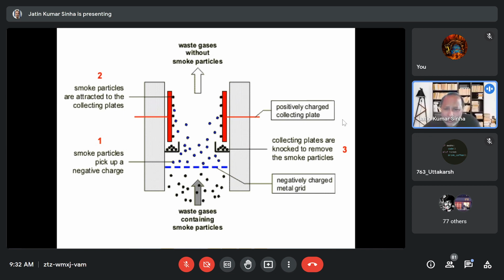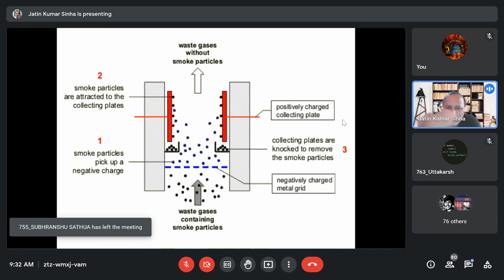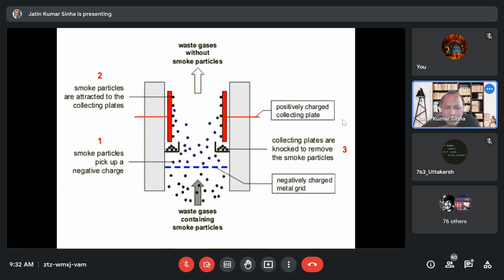Then they are deposited on the red electrodes. Then, from time to time, it is scrubbed mechanically, collected and thrown away, and again the surface is exposed for the collection of charged particles. It is a very simple mechanism, and a series of ESPs are used at industrial level to remove smoke particles. So they are limited to the industrial environment.